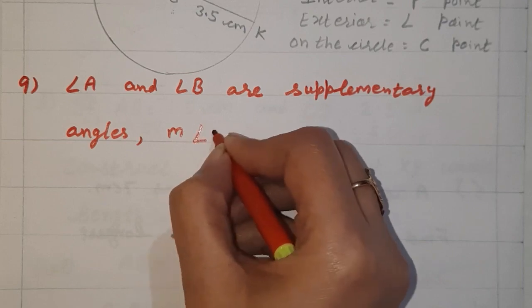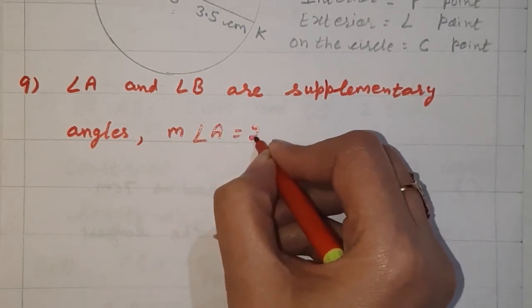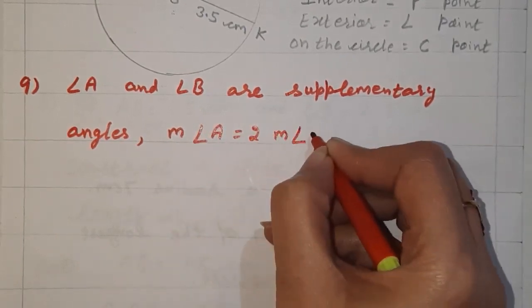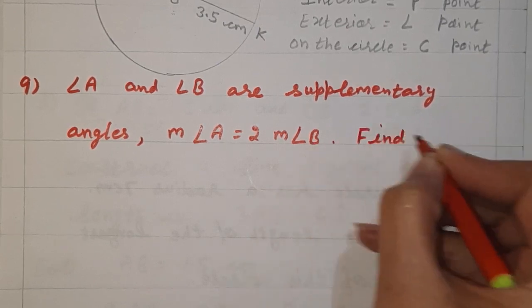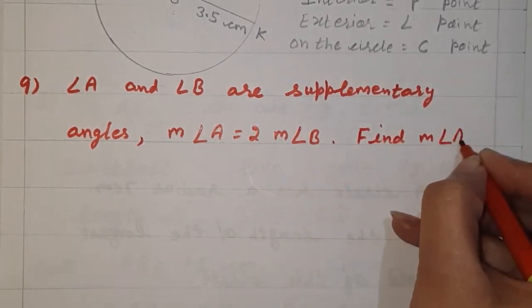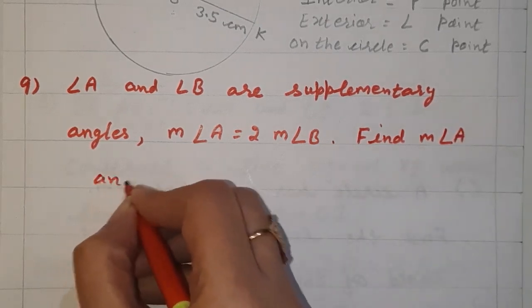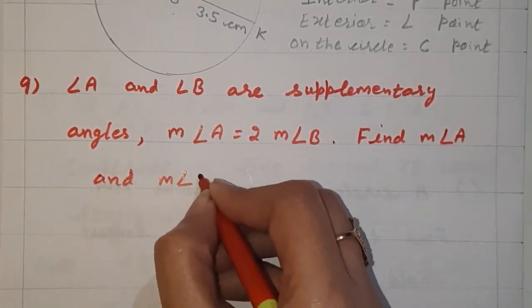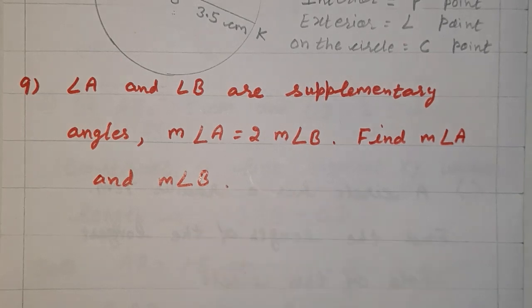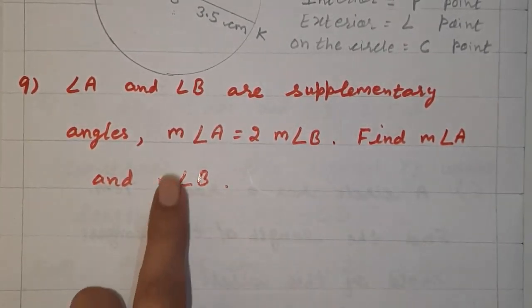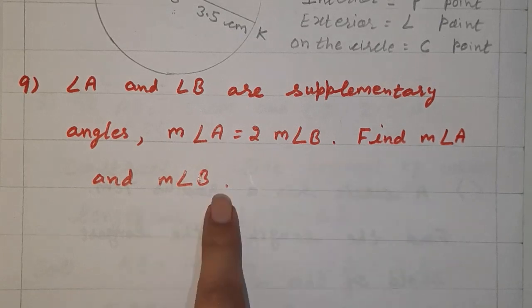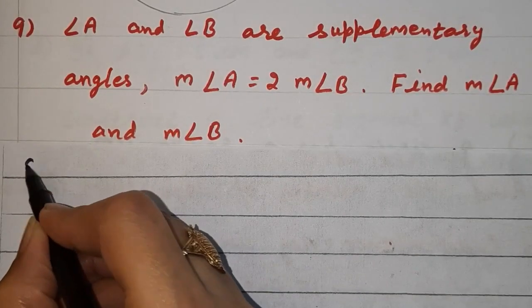Measurement of angle A is equal to twice the measurement of angle B. Find the measurement of angle A and the measurement of angle B. Don't get confused by what is written here, M, 2M. M means measurement.